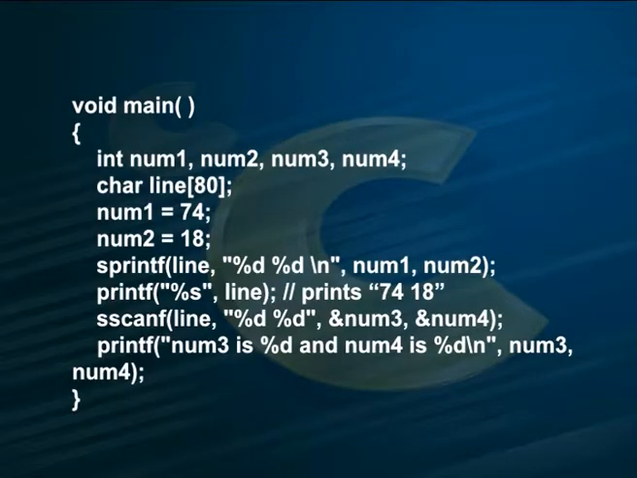void main() { int num1, num2, num3, num4; char line[80]; num1 = 74; num2 = 18; sprintf(line, "%d %d\n", num1, num2); printf("%s", line); prints 74 18. scanf(line, "%d %d", &num3, &num4); printf("num3 is %d and num4 is %d\n", num3, num4); First we declared 4 variables, then assigned values to num1 and num2.